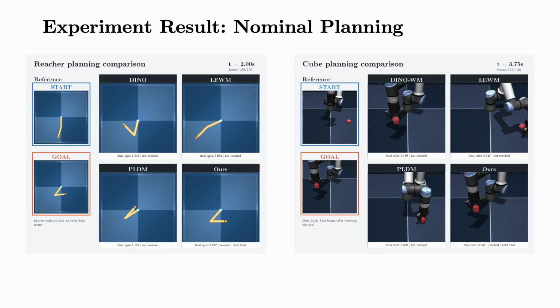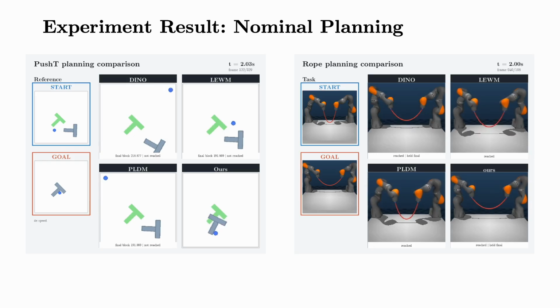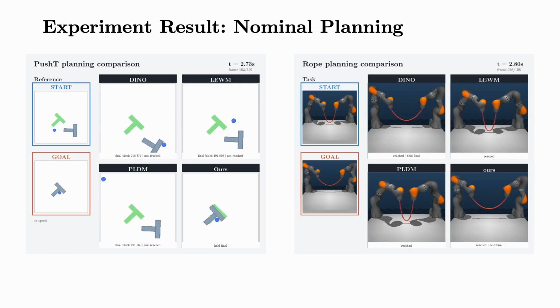Push-T is the hardest nominal task because it requires complex, long-horizon contact maneuvers to align the T-block with the target pose. Our MPPI plus tracking ILQR planner achieves 51.54% success, while the other methods stay below 5%.